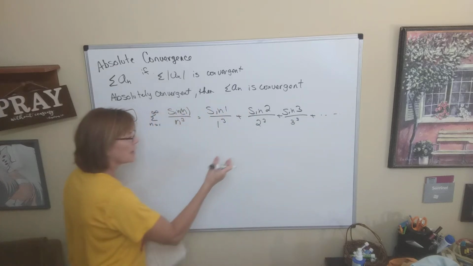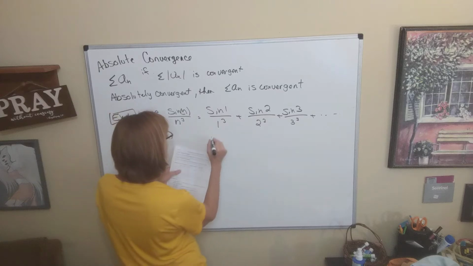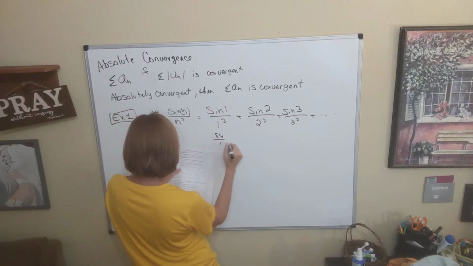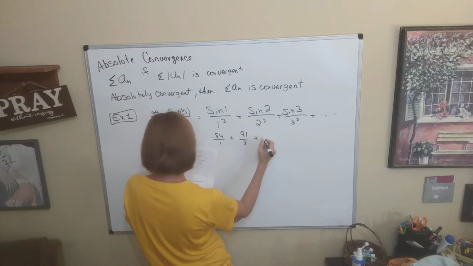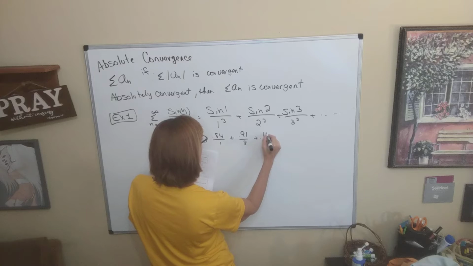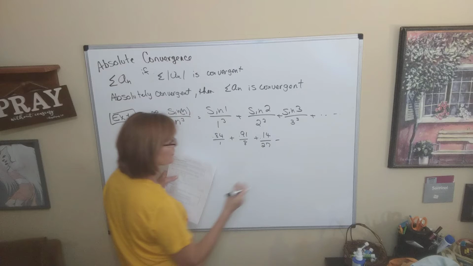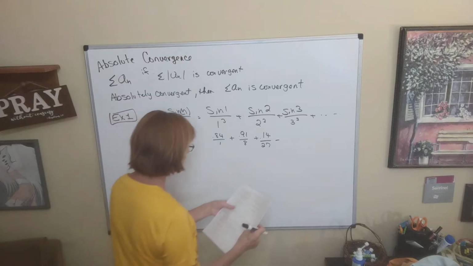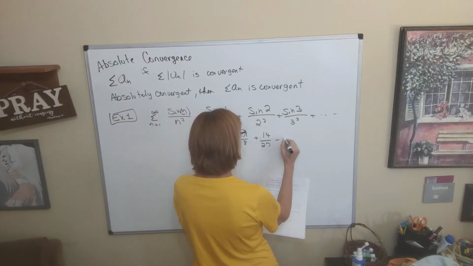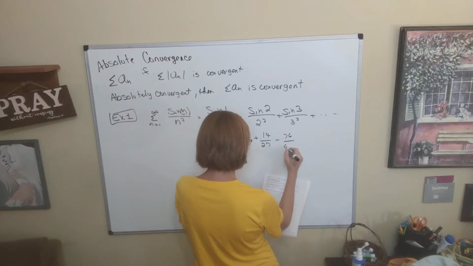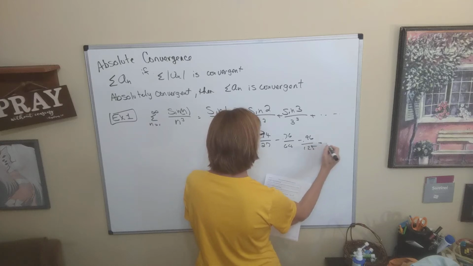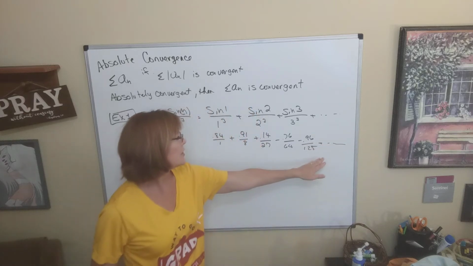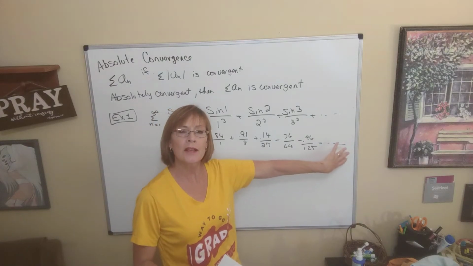If I put these in my calculator, I get something like 0.84 over 1 plus 0.91 over 8 plus 0.14 over 27, and then all of a sudden I get a negative term. This is not alternating, but it does have some negatives and positives in it. Minus 0.76 over 64 minus 0.96 over 125, and then some other terms. Eventually this will turn positive, and then it will turn negative because it's a sine wave.